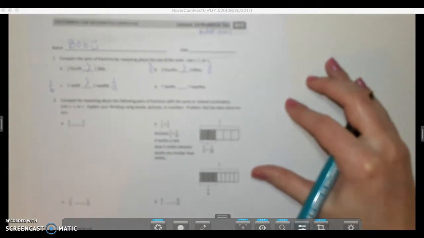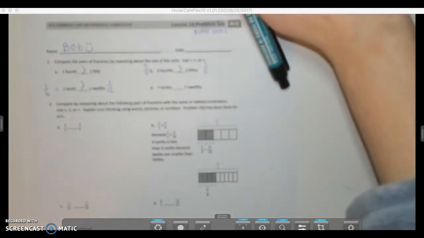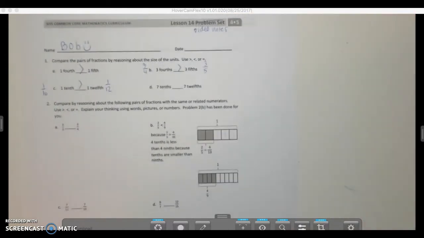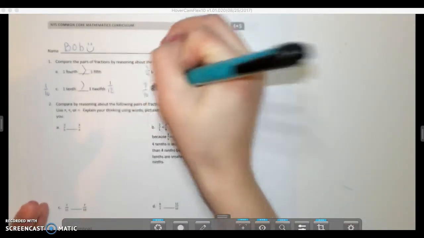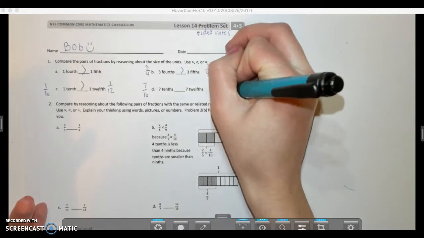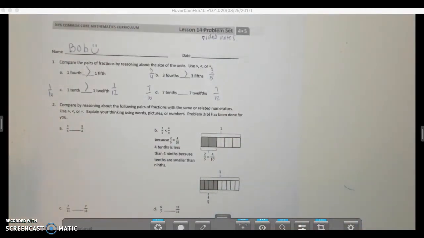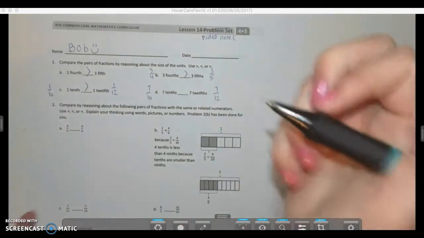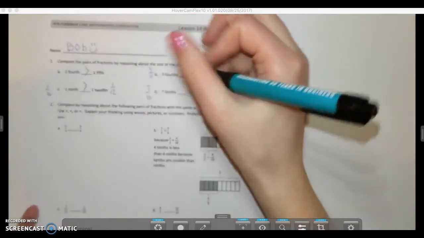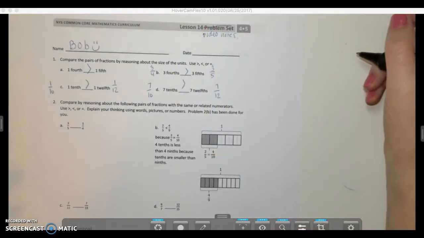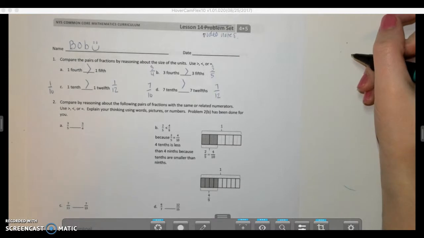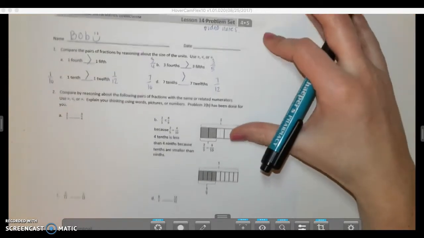Now on letter D, we have 7/10, which looks like this, and we have 7/12, which looks like that. And again, we have the same numerator, but different denominators. And 10 is less than 12, so 7/10 would be greater than 7/12. All right, we'll move on to number 2.